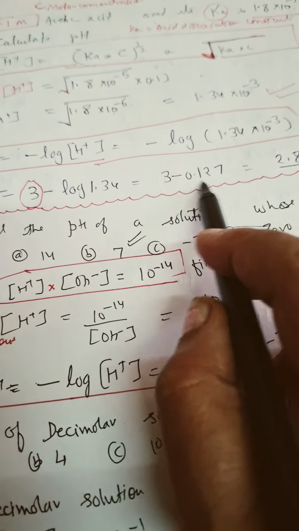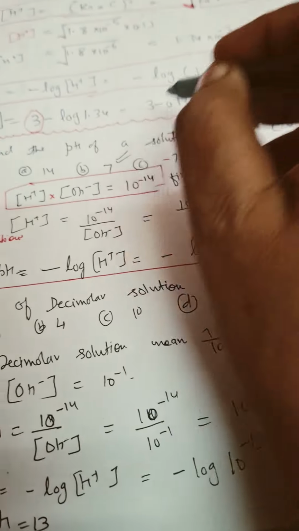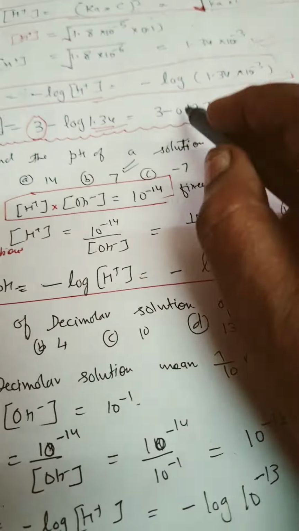Put the value here, 2.873. We see the log of this, put the value and subtract. Answer is this. Find the pH of a solution whose OH ion concentration is 10 to power minus 7.